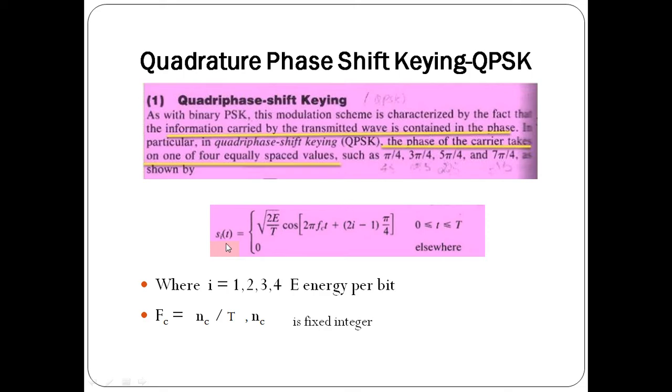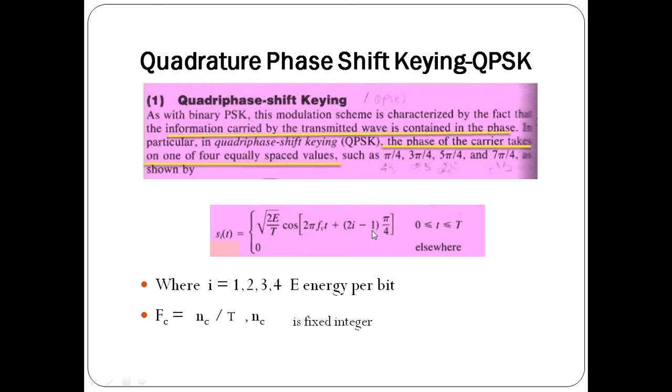First, s_i of t is equal to root of E by T. Here, two bits we will take. Normally, in the previous BPSK, we took the energy per bit as E_b. So here I will give you the formula E equal to 2E_b, because we are taking two bits. So root of 2E by T_b cos 2 pi f_c t, which we have seen earlier, plus an extra phase component, which is (2i minus 1) pi by 4.